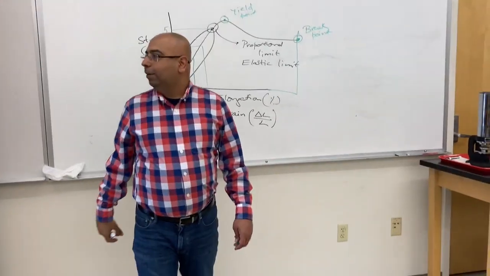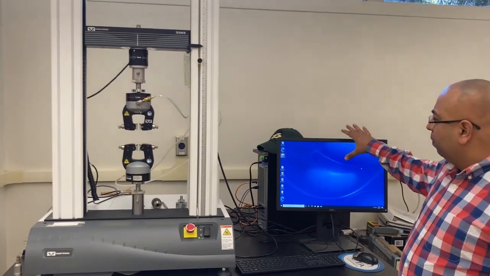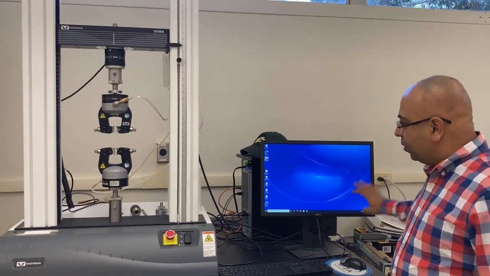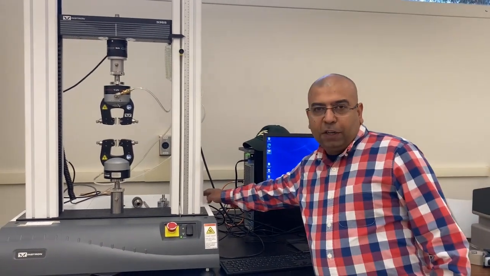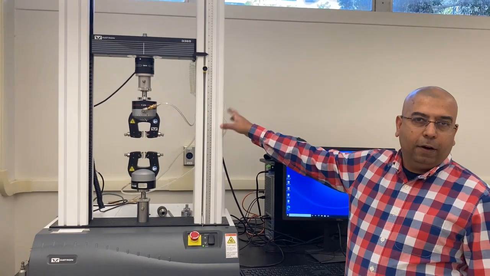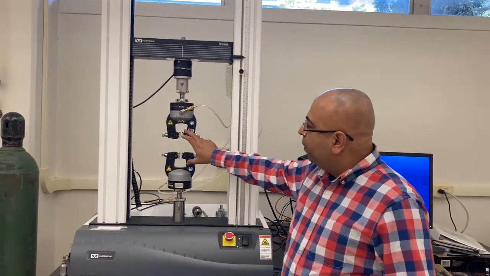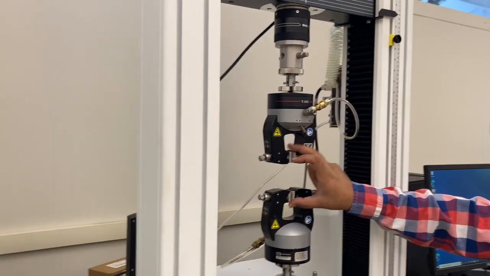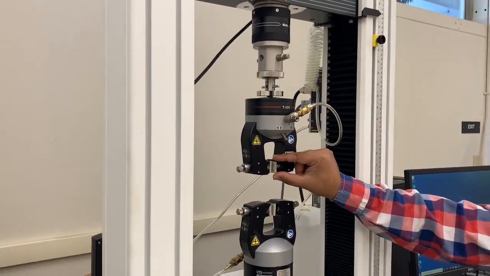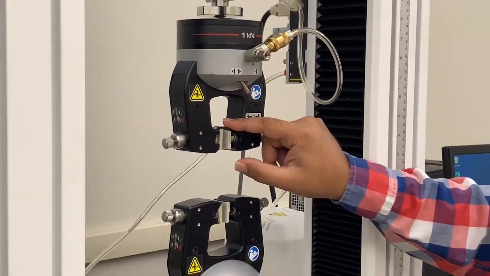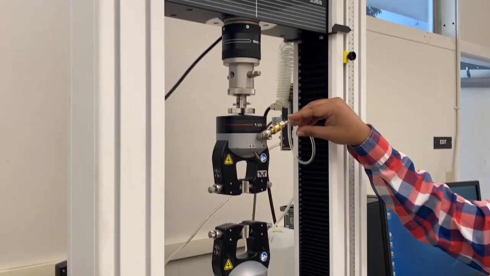Let's stop right here. So the first thing that we do, we switch on the computer, and we have a computer screen right here. We have a power button on this side to switch on the hardware right here. And these are the grippers to grip the plastic film. For these grippers to work, this is by pneumatic pressure, by air pressure. So it has to be connected with the air.